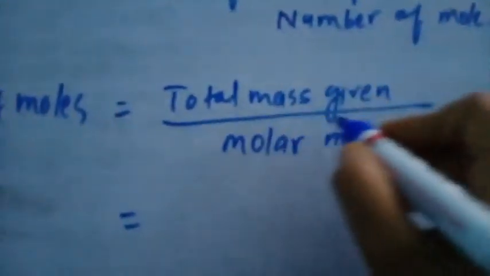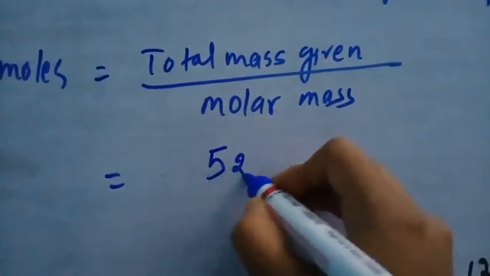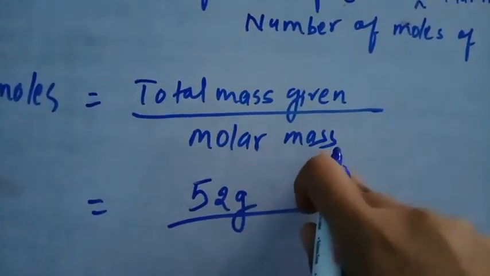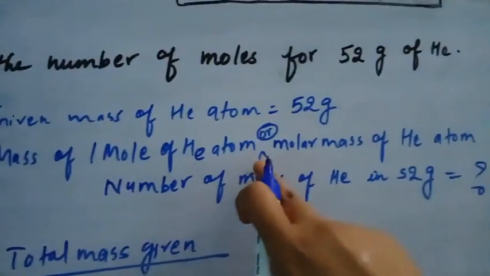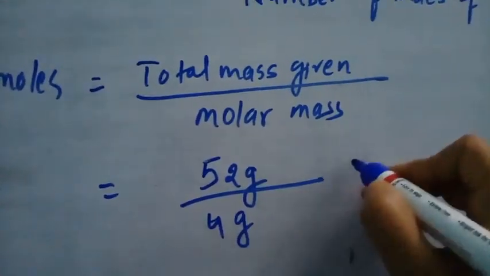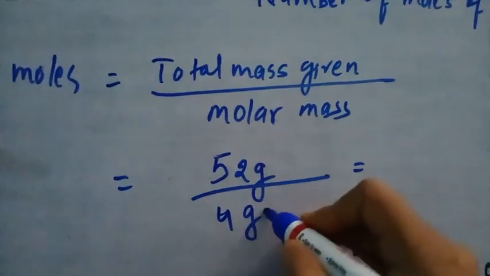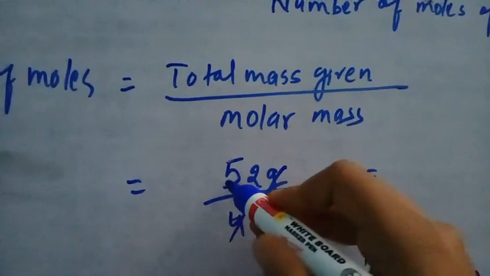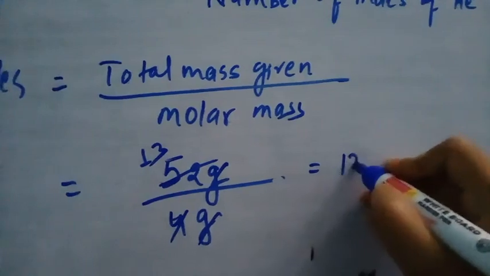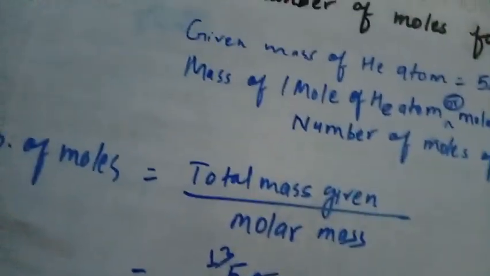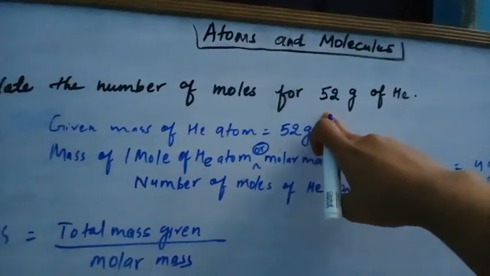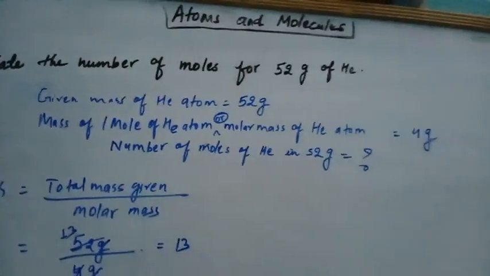So we will write total mass given, 52 grams, divided by molar mass. Molar mass means the mass of 1 mole of helium atom, which we have calculated as 4 grams. So we will write 4 grams. How much will we get? Gram will cancel, and 52 divided by 4 is 13. So the number of moles is 13. There are 13 moles of helium atoms present in 52 grams of helium.